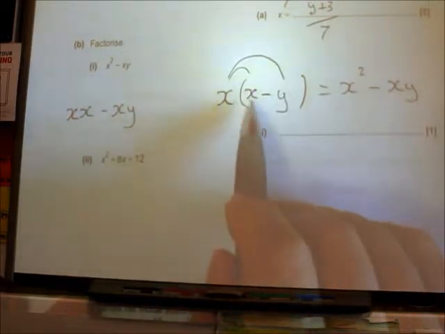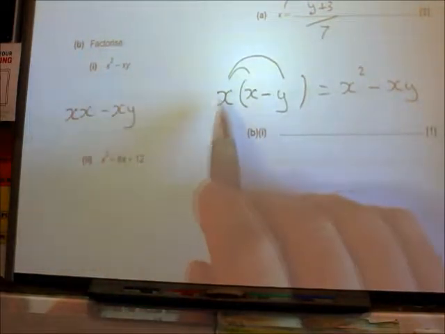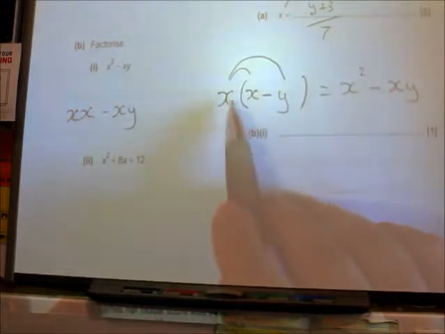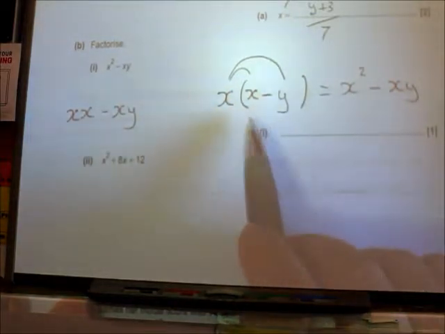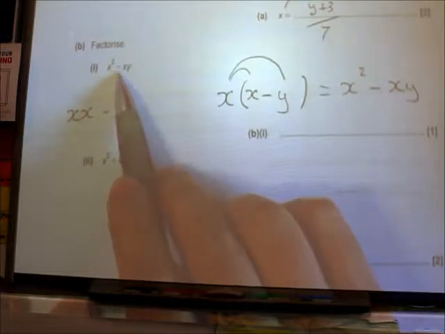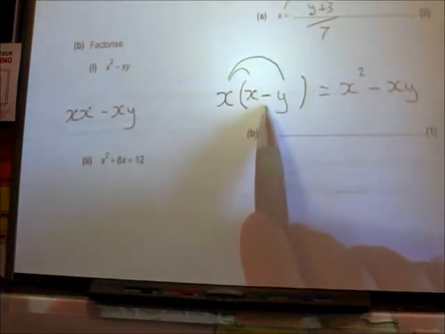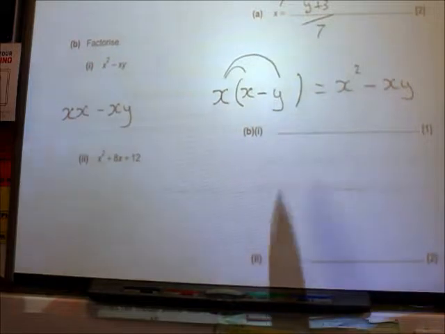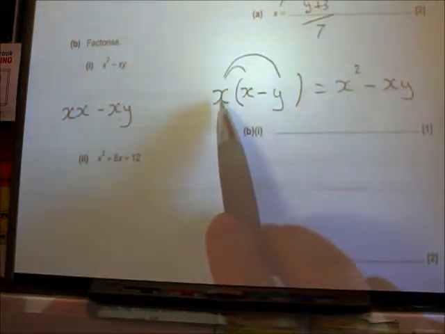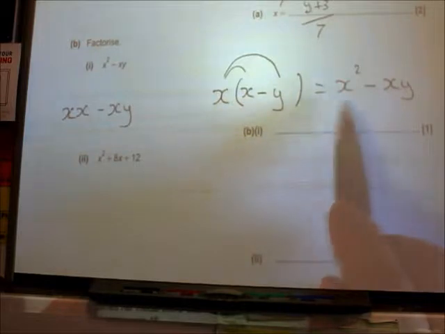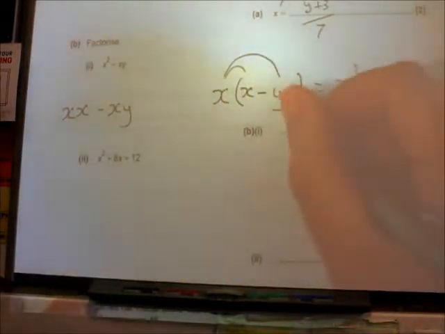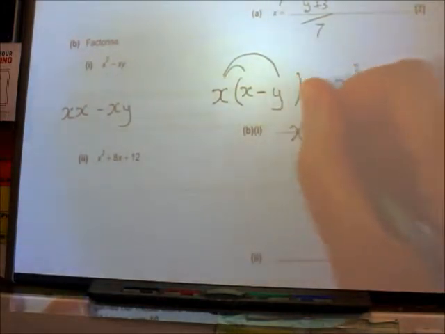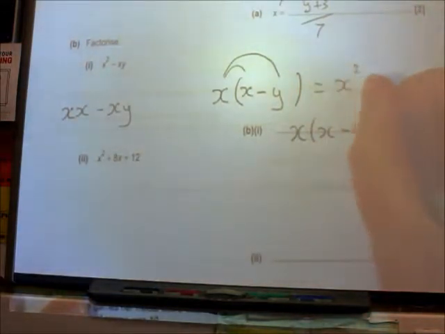x times what will give you x squared? Well, x times x gives you x squared. And x times what will give you xy? Well, x times y will give you xy. So it's x, brackets, x minus y, close brackets, and it's minus because there's a minus there. You don't need to do this, but you can check in your head that it's correct by multiplying it out. So x times x gives you x squared, x times y gives you xy, and put your minus in. But your answer, just to make it crystal clear, is x brackets x minus y.